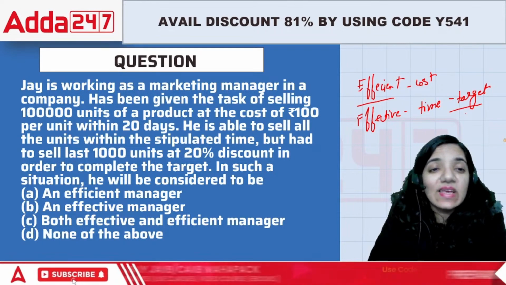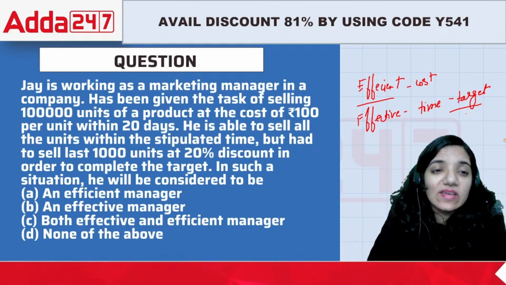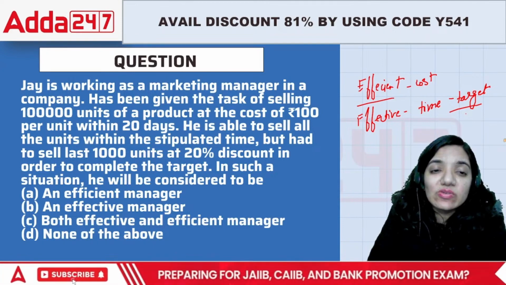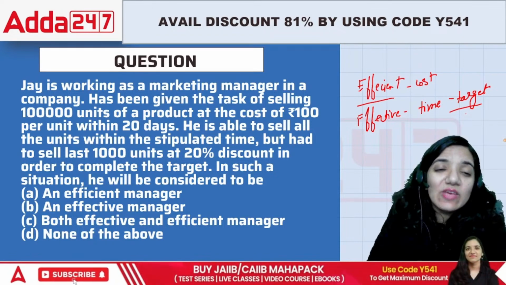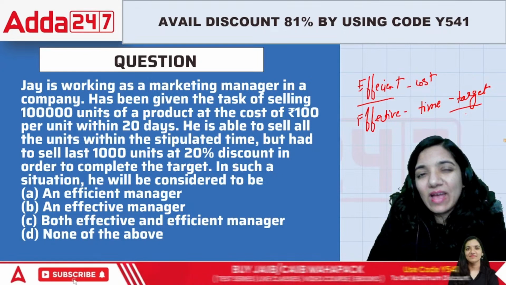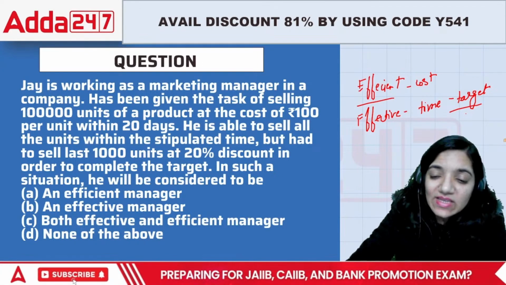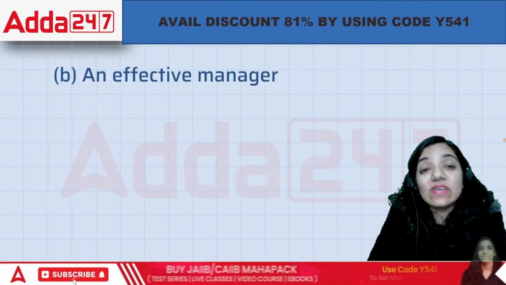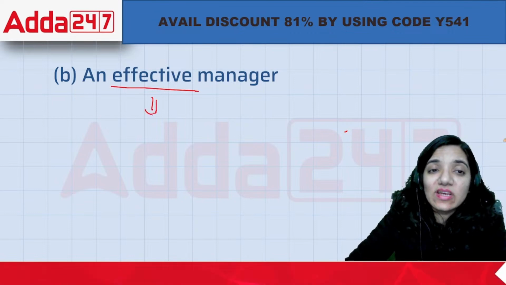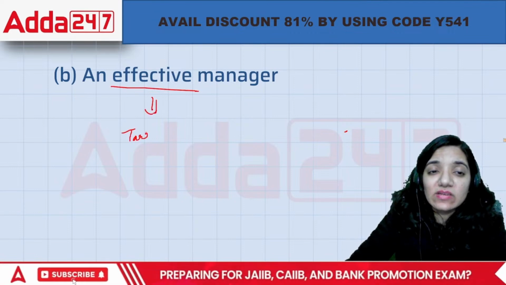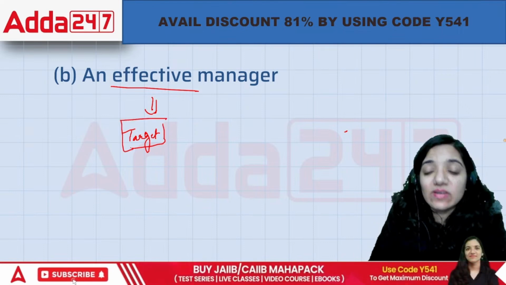So in this case, he had to sell the 1000 units at 20% discount in order to complete the target. So basically, he was able to complete the target, but at a cost which was more than that. So in this case, the correct answer is he was effective. He completed his target, but at a higher cost. So that's what we talk about being effective.